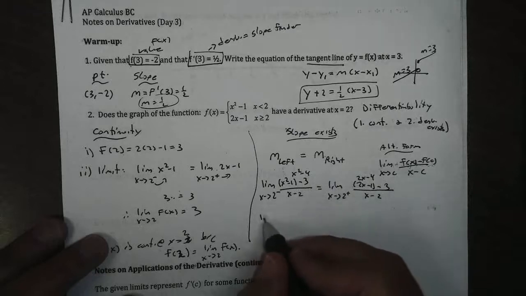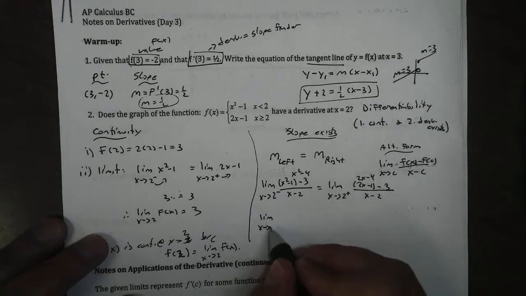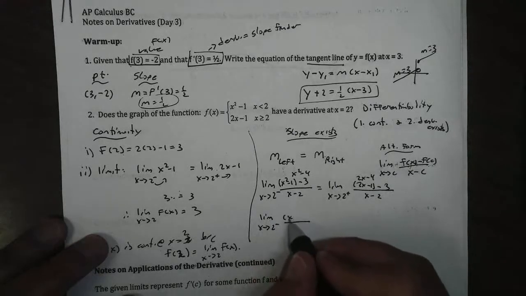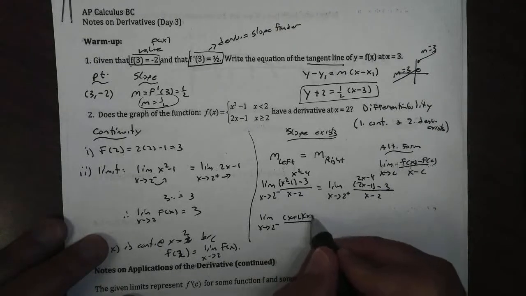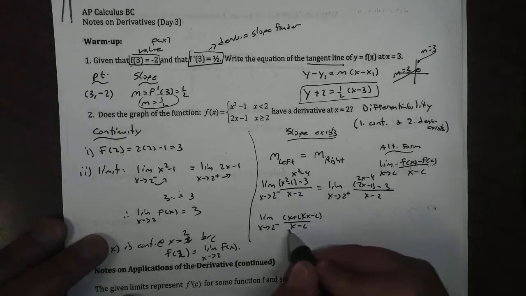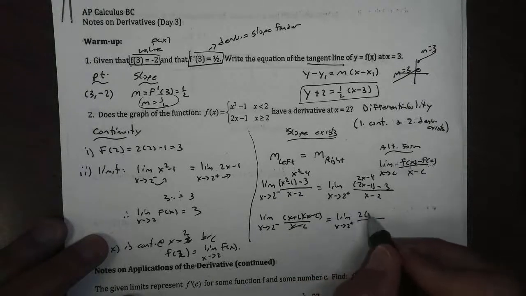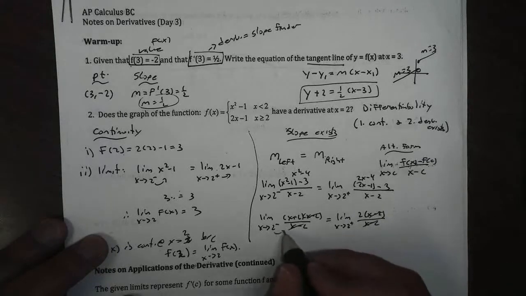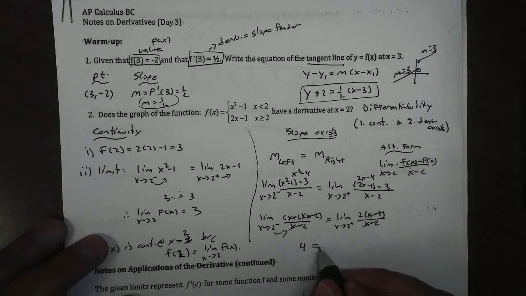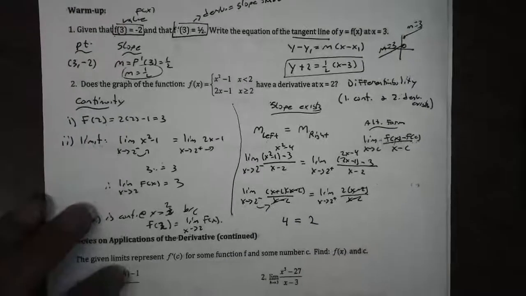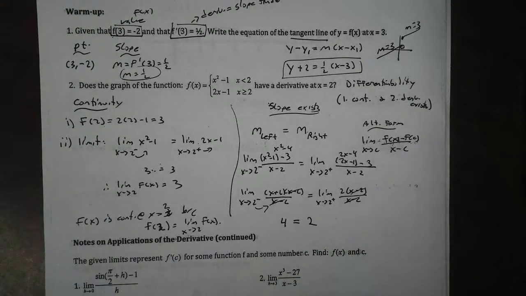So I can do a little bit of algebra here and go x approaches 2 from the left. This becomes x plus 2, x minus 2 over x minus 2. Those are going to cancel. The limit as x approaches 2 on the right side, we get 2. We can factor out the x over x minus 2. Those cancel. And when we sub in, we're going to get 4 equals 2. All right, so let's talk about what this actually means for us right now.